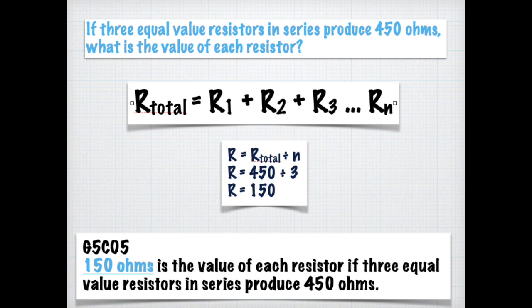So from that we could derive a formula, R equals R total divided by N, or the number of resistors. So our value is 450, and we have 3 resistors, so the answer is 150. For the exam, you just need to know that 150 is the value of each resistor if 3 equal value resistors in series produce 450 ohms.